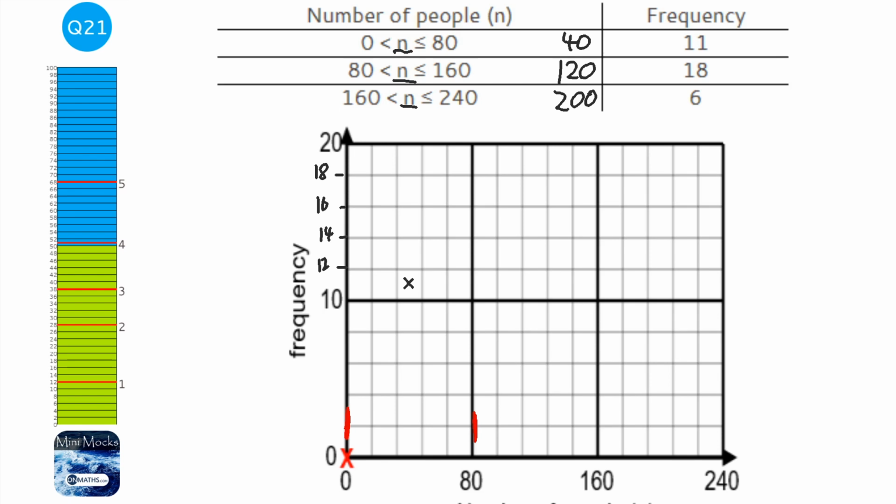Okay, so 120 is halfway between 80 and 160, and it's going to be 18 tall, which will be here. And 200 is going to be up to 6. So let's plot these: 8, 6, 4, 2, and so 6 is going to be here. Now we haven't finished yet, we do need to join them up with straight lines. So let's just do that to finish off the question. And there we go, that is a frequency polygon.